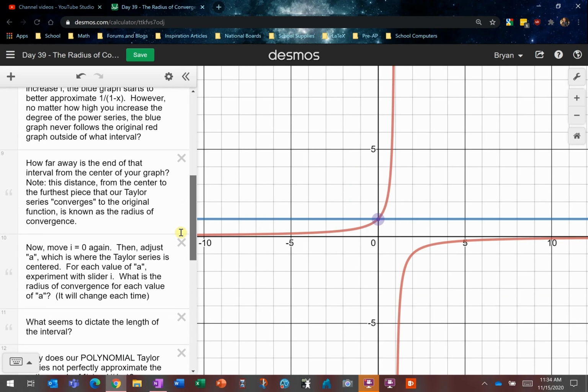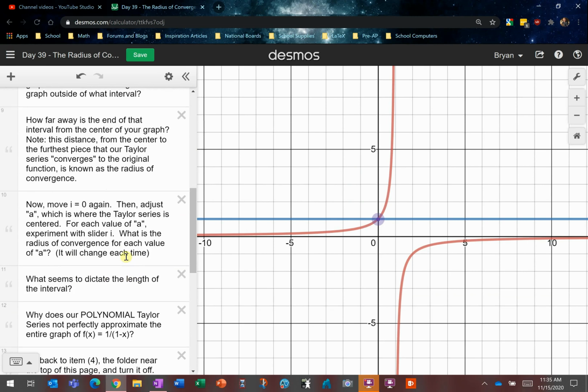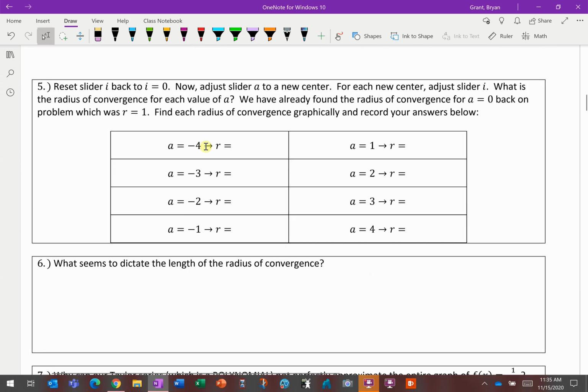And now adjust A, which is where the Taylor series is centered. And for each value of A, experiment with slider I. What's the radius of convergence for each value of A? And it should be different each time. So I think that's on our next page. And look, they give you a whole bunch of values of A here: -4 down to -1, not 0, because we just did 0, and then 1 to 4. So we'll try to work through all these.